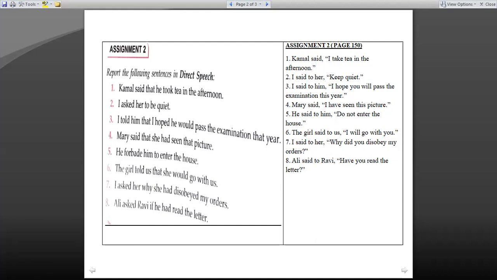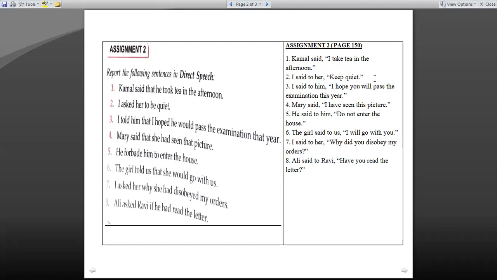See, this is another common mistake which most of the children make, that they place the full stop or the punctuation mark after the inverted commas. Please don't do it, right? The full stop will always be inside the inverted commas. So Kamal said, comma, begin the inverted commas, I take tea in the afternoon, full stop, and then close the inverted commas.